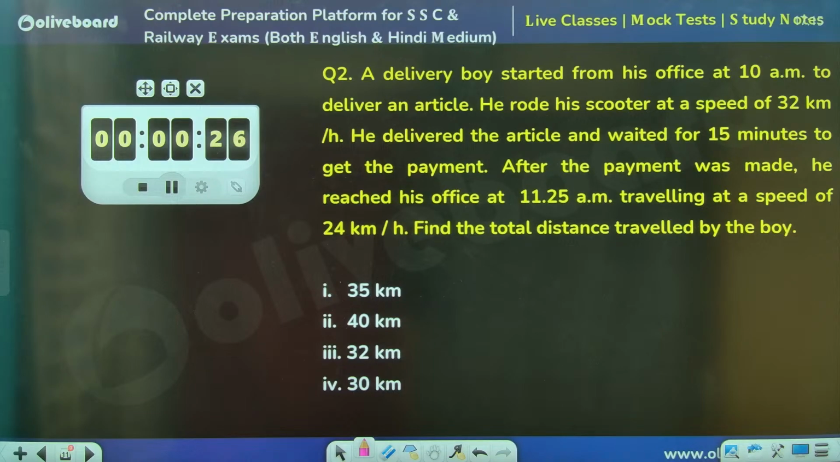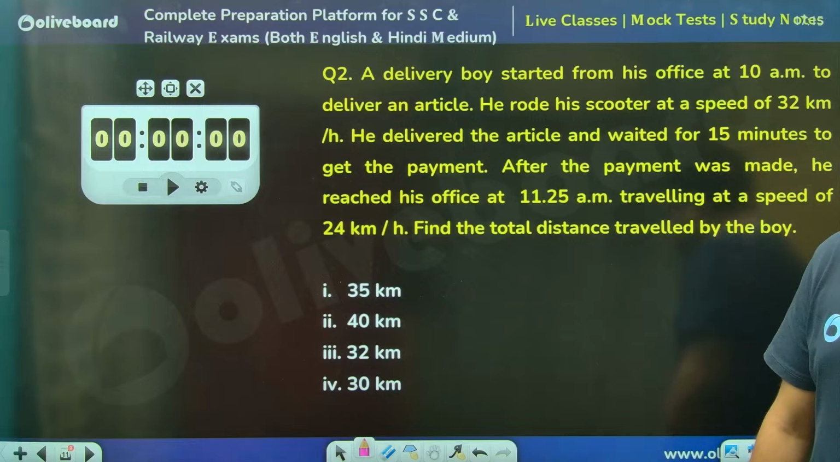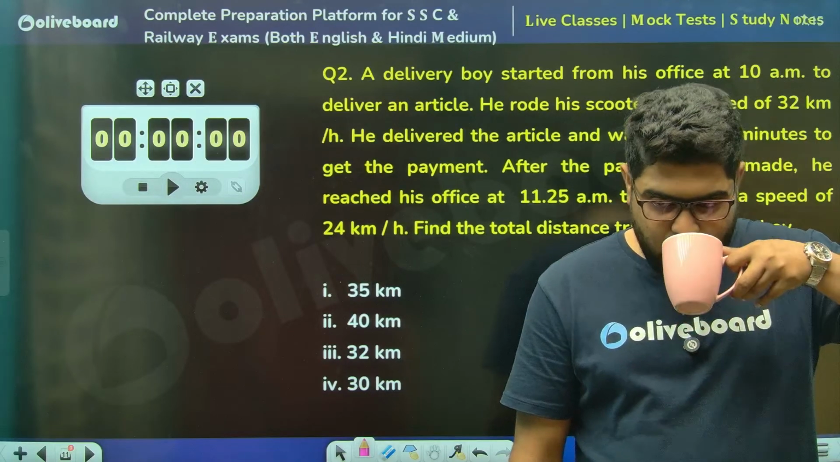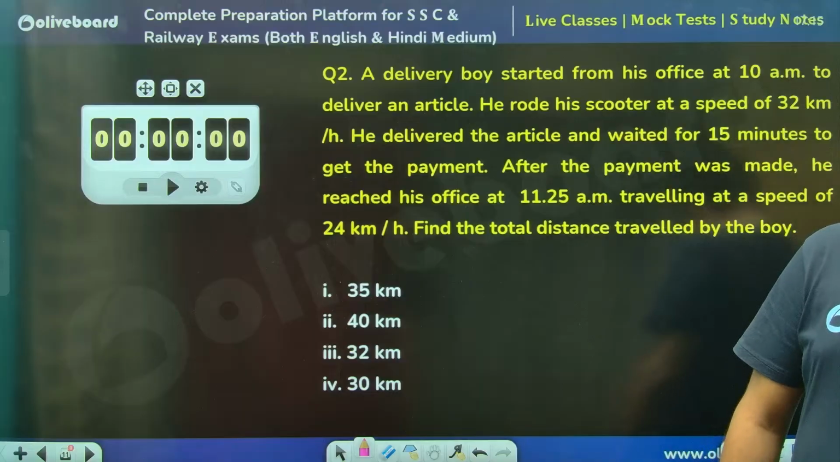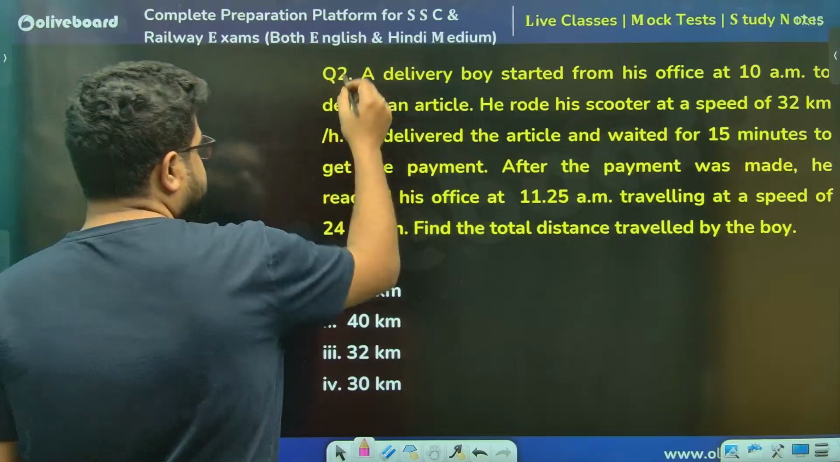Simple question. Just go with that story. It looks only big. It is a very, very simple question. 10 seconds more. Answers, answers. Need answers?